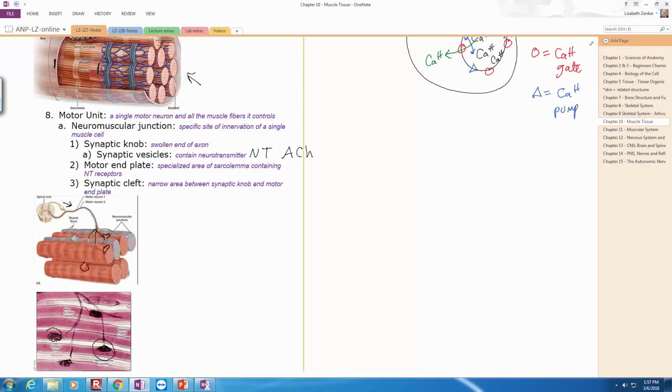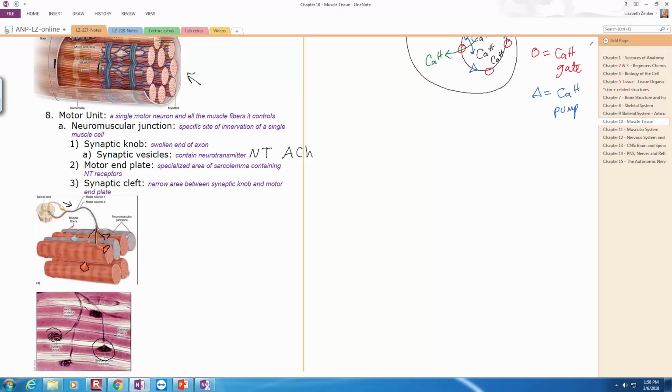So the motor end plate is on what structure? Muscle cell. Okay? So the motor end plate, specialized area of the sarcolemma containing the neurotransmitter receptor. So on the muscle cell is where you have the receptor that will recognize acetylcholine. Acetylcholine is released from the synaptic knob because of exocytosis of that vesicle that contains it.